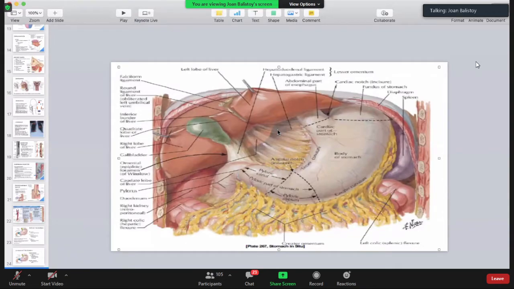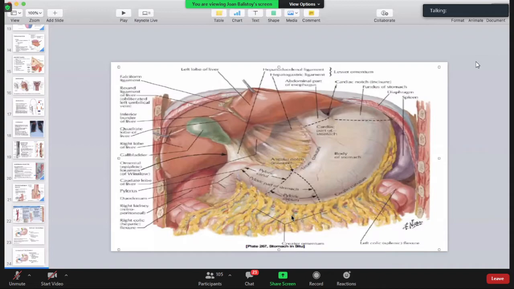Okay? Now, the lesser omentum, this is the lesser omentum. The lesser omentum has 4 layers. These 4 layers of peritoneum will divide into 2. So 2 layers of omentum will separate to extend around the stomach and come together again to leave as the greater omentum.